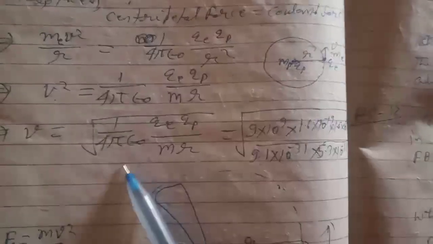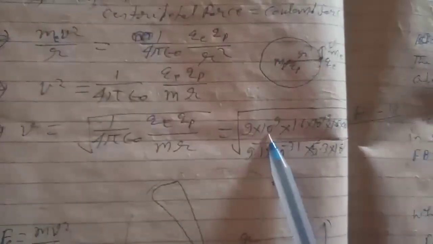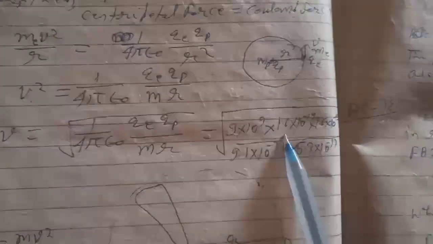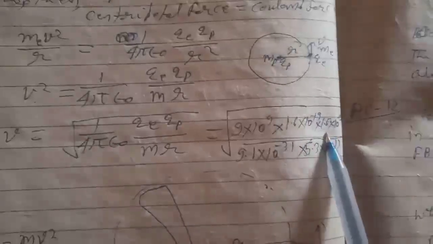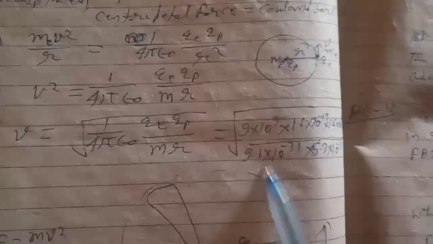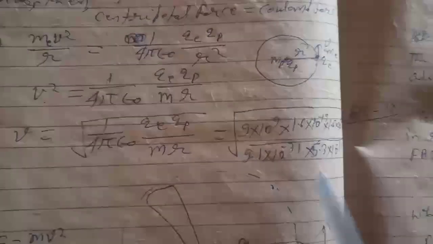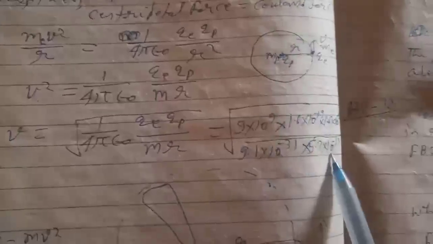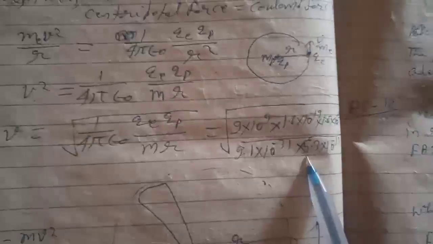Putting all the values, 1 by 4 pi epsilon naught is 9 into 10 to the power 9 in SI unit, and Q_e is 1.6 into 10 to the power minus 19, and Q_p is also 1.6 into 10 to the power minus 19. Mass of electron is 9.1 into 10 to the power minus 31, and the radius is given 5.3 into 10 to the power minus 11. So solving this, we get the required answer.